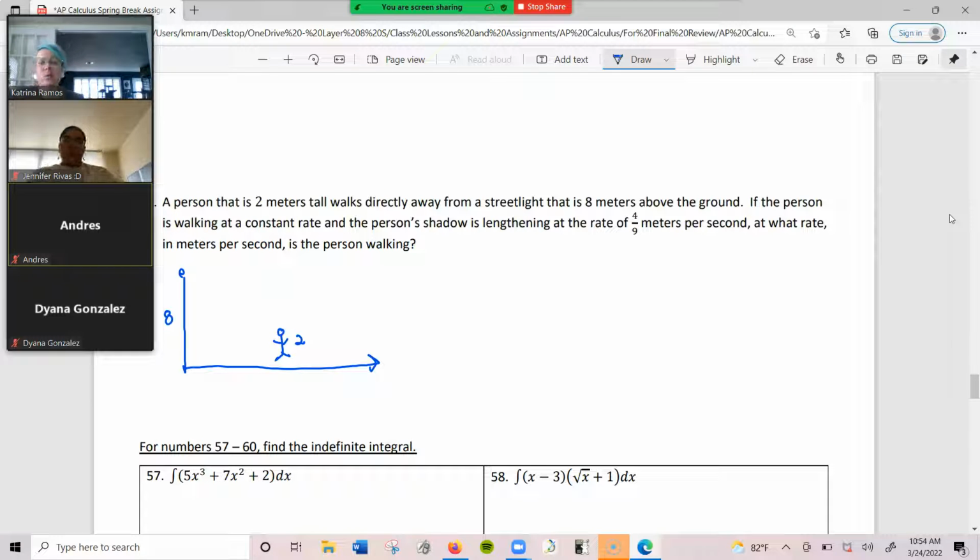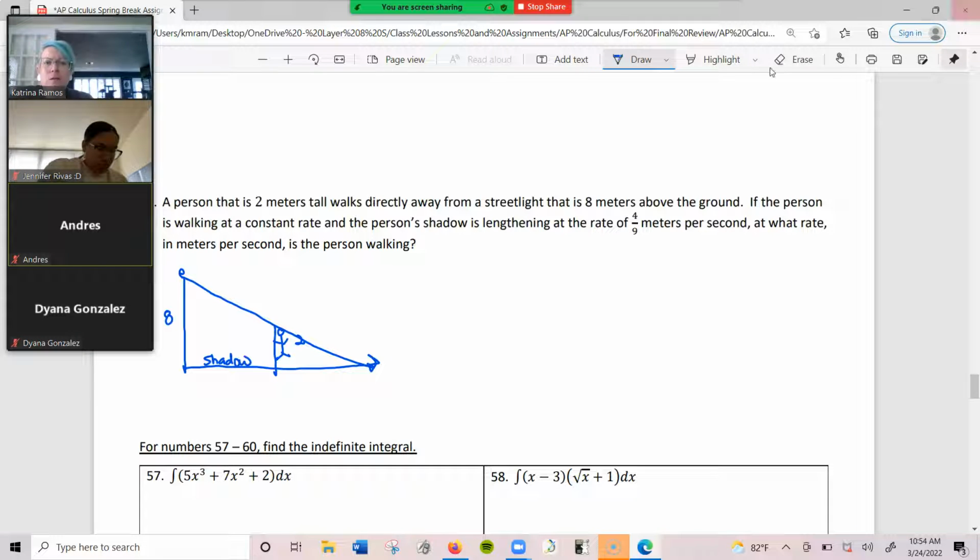Whenever you get an example like this of a street light or a lamp or a building, and then a person that's walking away, what this is going to do is create a triangle. A triangle within a triangle. You have this big one here and then the little one here. So since the light is behind, this is the shadow here, behind the person.